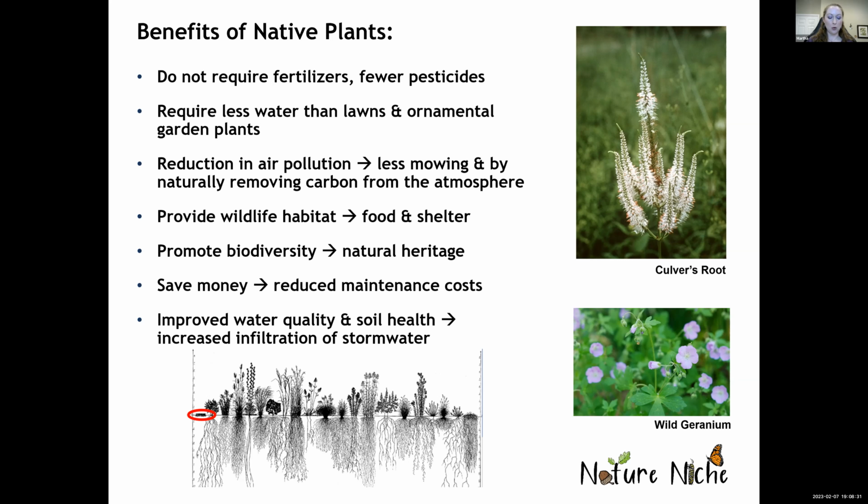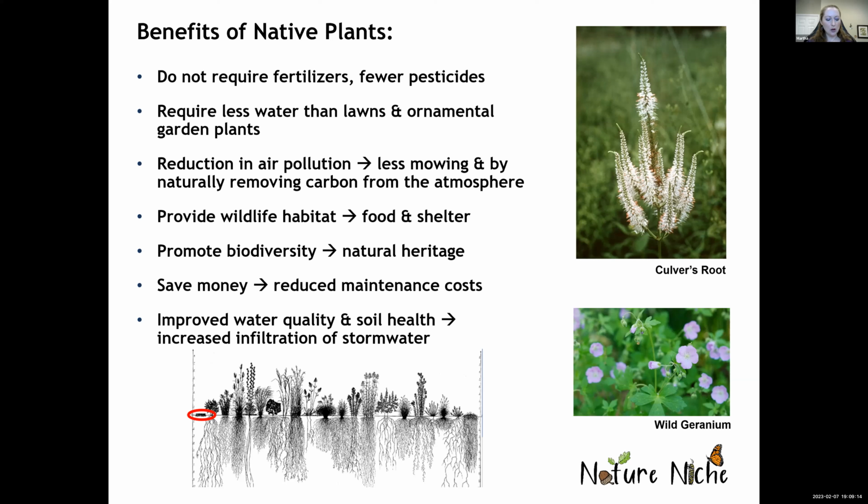They also provide really important wildlife habitat through food and shelter. They help promote biodiversity and natural heritage. And this is one that's really important to me and to teach people about. Every place shouldn't look the same, be the same, have the same species. The ecosystems up here in Michigan look very different than what you might find down in Florida. And those plants and those ecosystems are our local natural heritage, and we should be proud of that, and I think celebrate that in our landscapes.